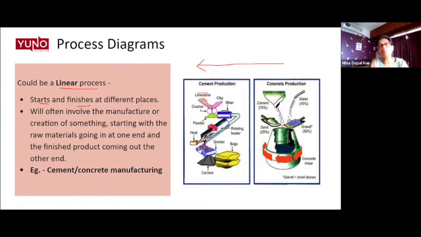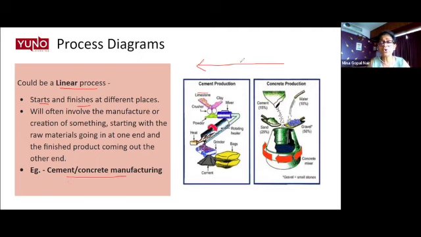It could be a manufacturing process where you use a raw material. It comes in at one end, it starts with the raw material and it ends with the finished goods. So that is a linear process. The example given here is that of cement or concrete manufacturing.